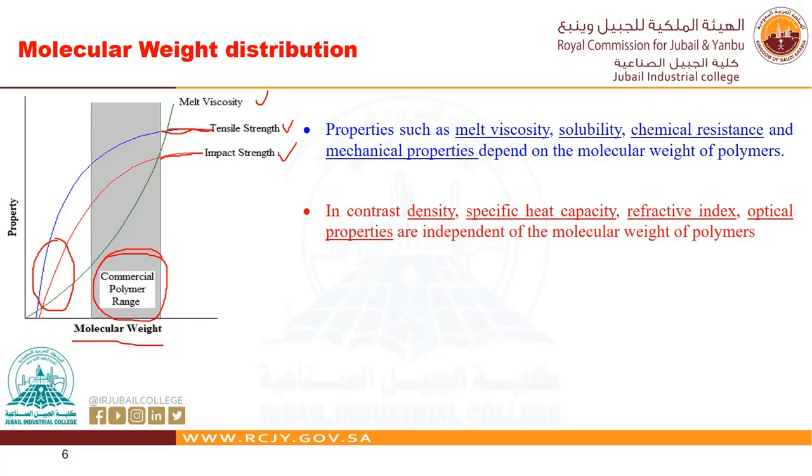There are some properties like density, specific heat capacity, refractive index, and optical properties that are all independent of molecular weight, which means that they do not change with an increase in molecular weight. But properties like melt viscosity, solubility, chemical resistance, and mechanical properties all depend on the molecular weight of the polymer.